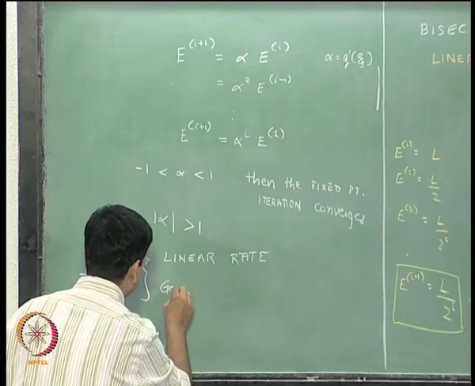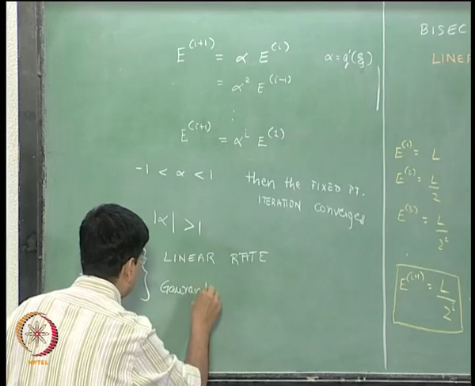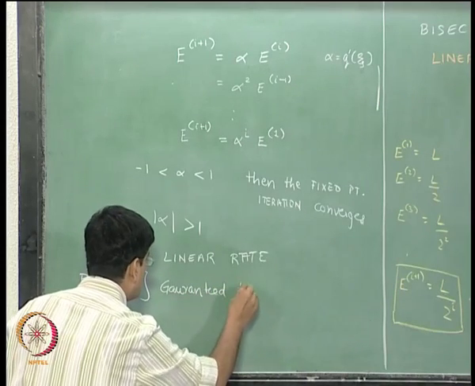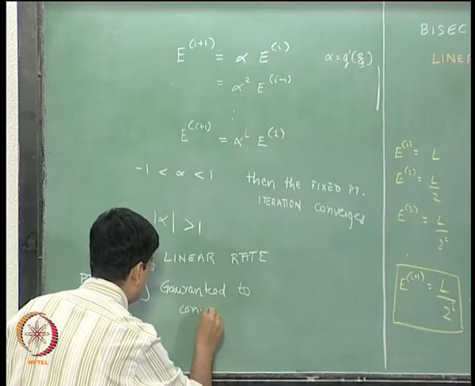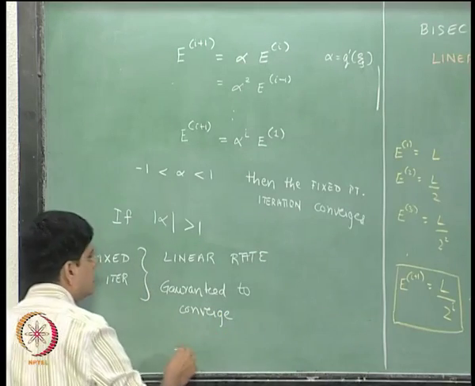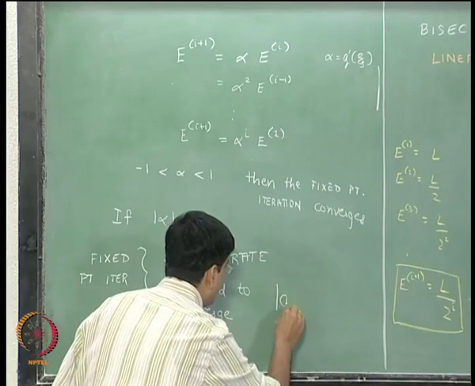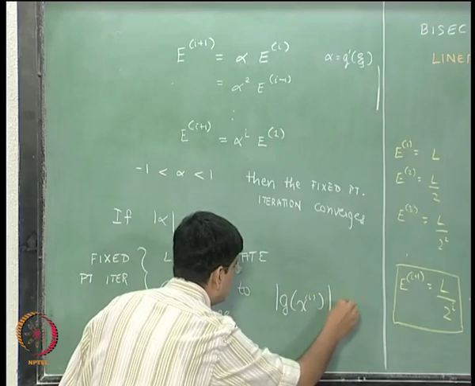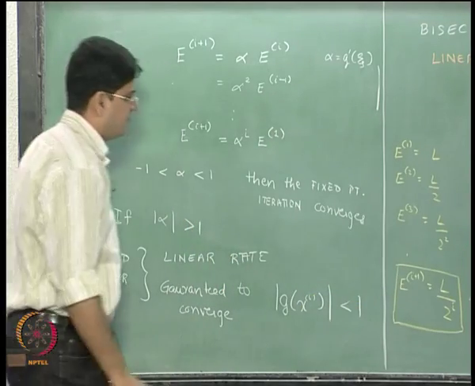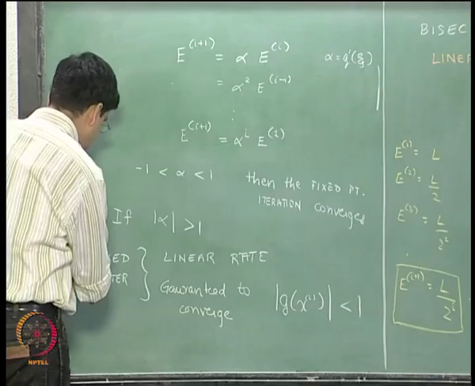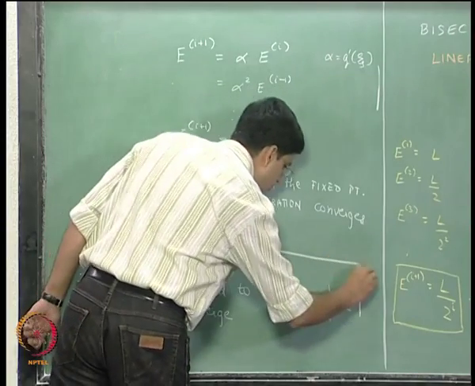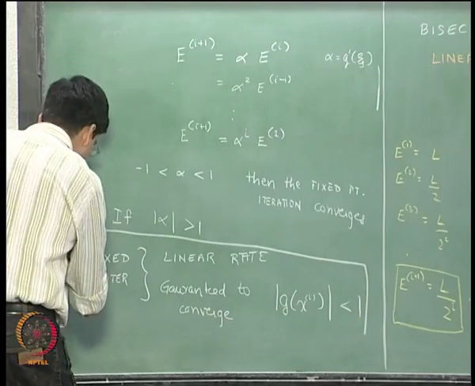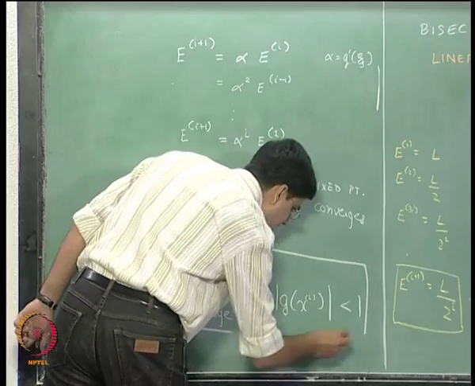and it is guaranteed to converge if our absolute value of g dash of xi is less than 1. Okay. So this is the important result that we get about convergence of the fixed point iteration method.